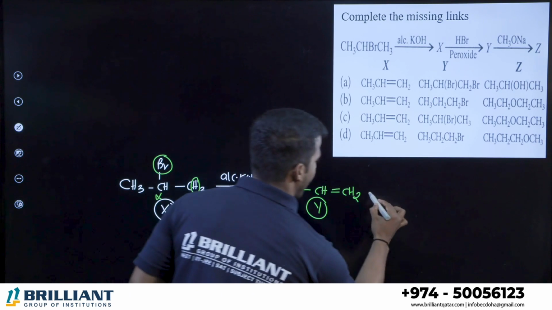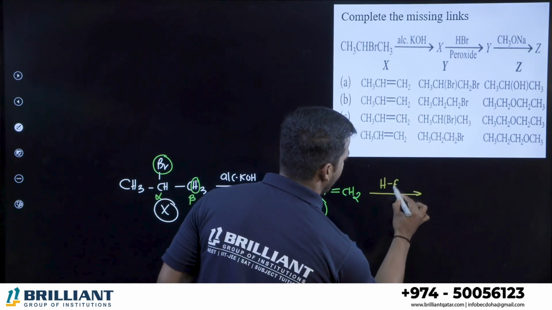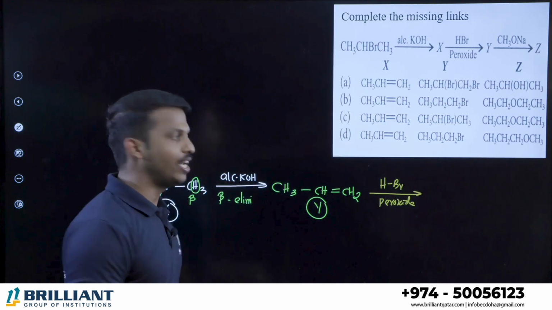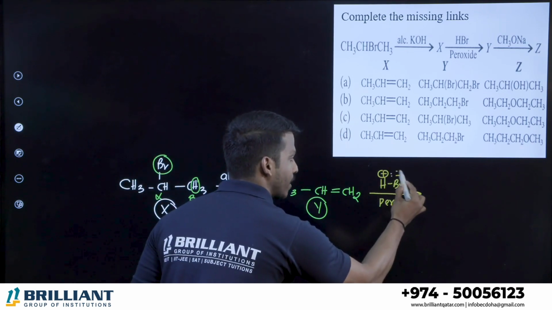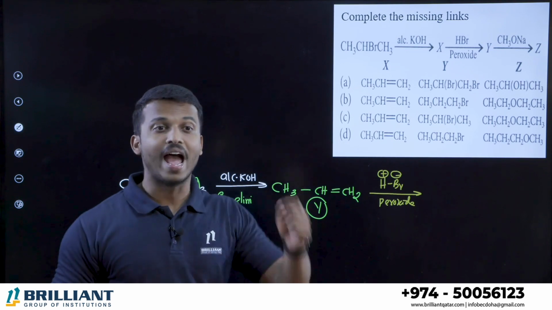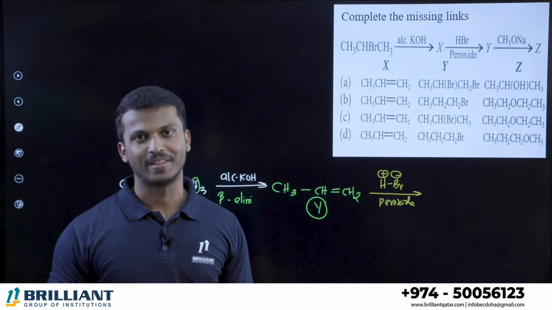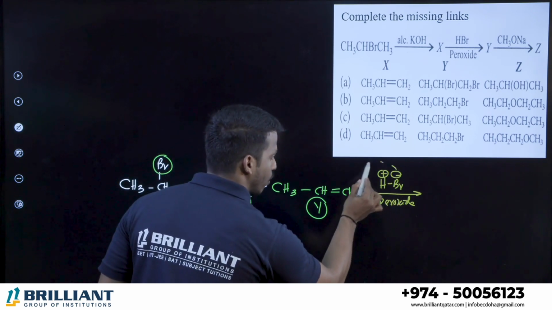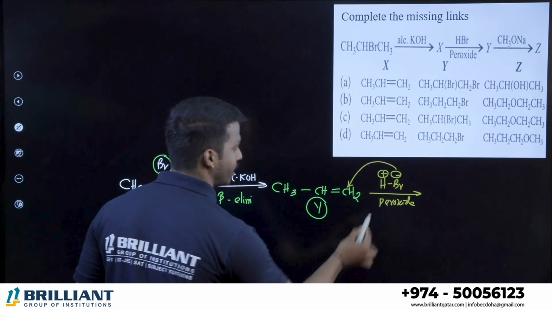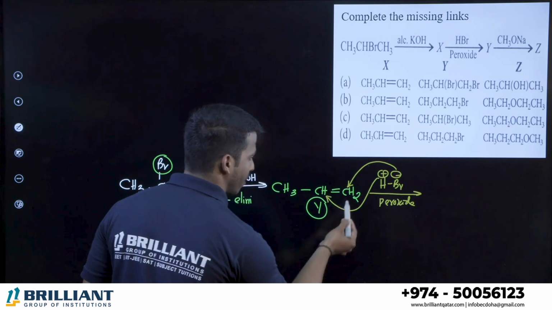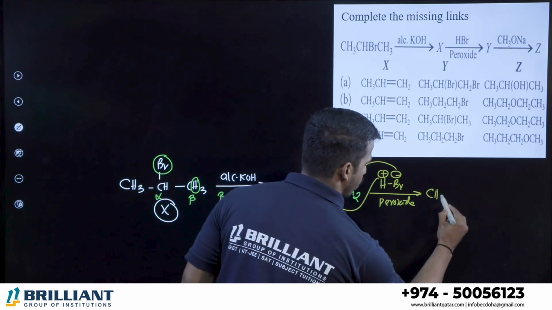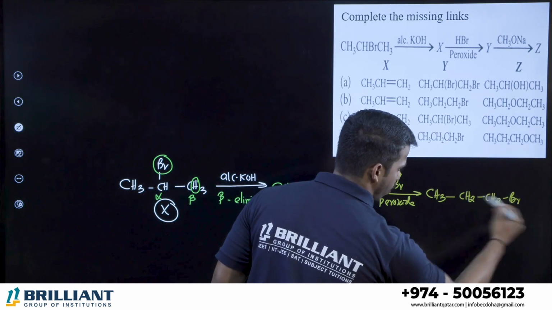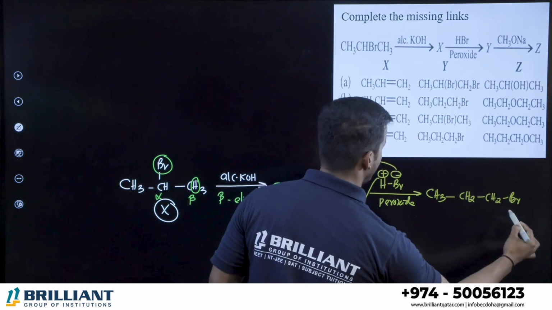Here we treat it with HBr in the presence of peroxide. Careful: addition of HBr in the presence of peroxide follows the anti-Markovnikov rule. What is the anti-Markovnikov rule? The negative part goes to the carbon with more hydrogens, and the positive part goes to the carbon with fewer hydrogens. We will get the compound 1-bromopropane, right? This is your compound. Which one? Z.